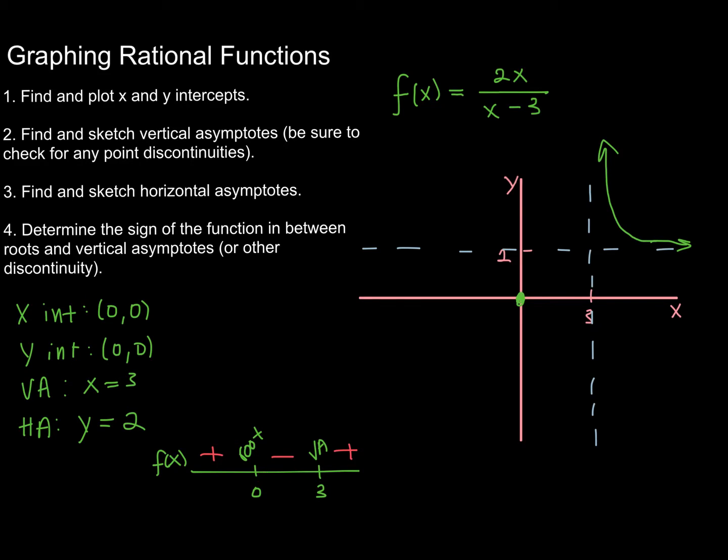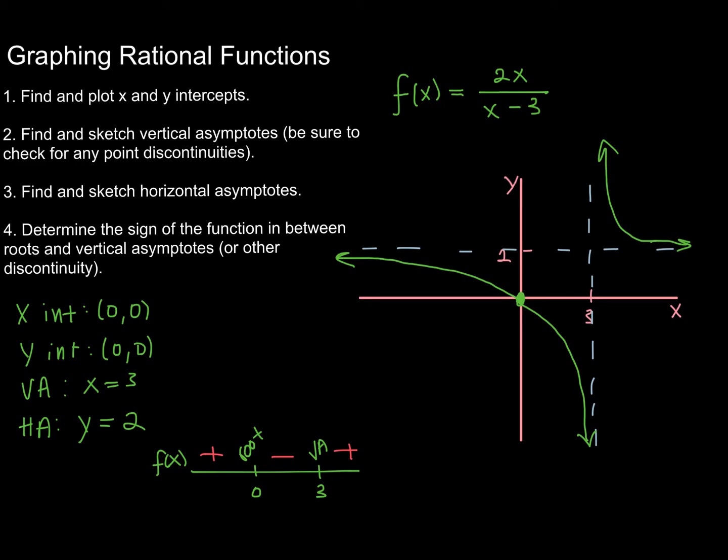In between 0 and 3, I know that my function is going to be negative. So that means leading up to my root, my function is going to be below the x-axis. And as I approach my vertical asymptote, it's going to approach negative infinity. So it will look like that. To the left of my root, I know that my function is positive, so it's above the x-axis, and it's got to approach my horizontal asymptote. So it will look like that.